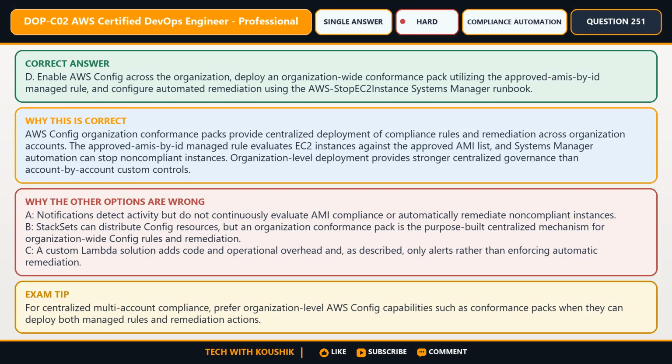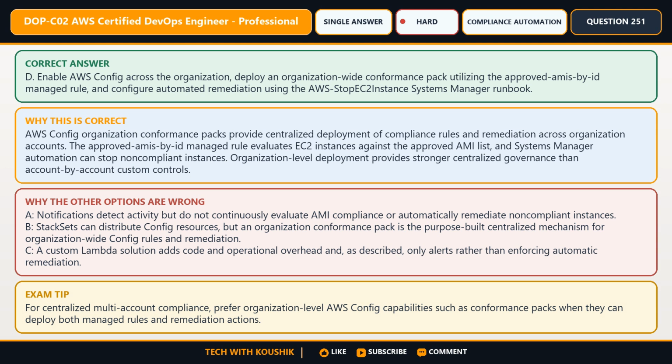Go with option D. Enable AWS Config across the organization. Deploy an organization-wide conformance pack utilizing the approved-AMIs-by-ID managed rule and configure automated remediation using the AWS Stop EC2 Instance Systems Manager runbook. Let's look at the reasoning.